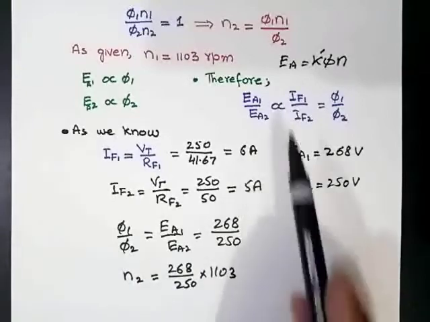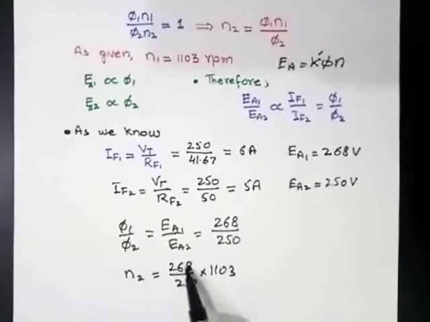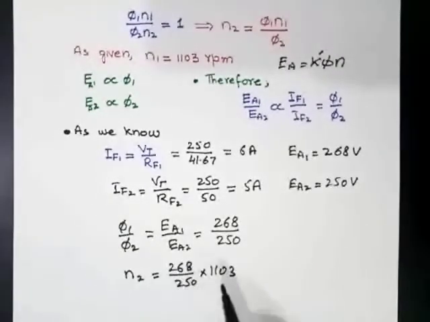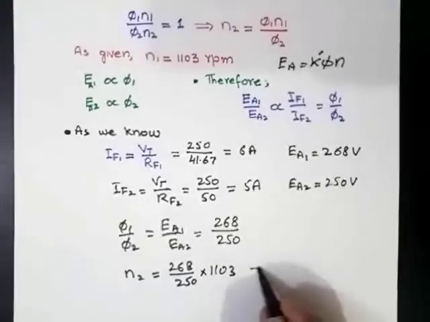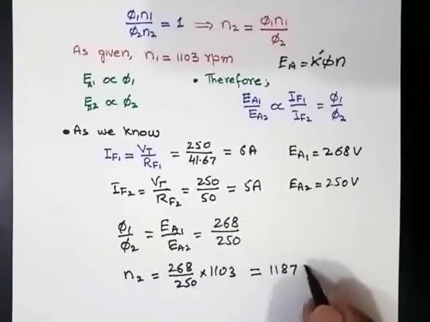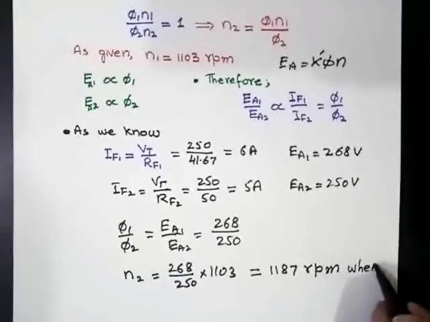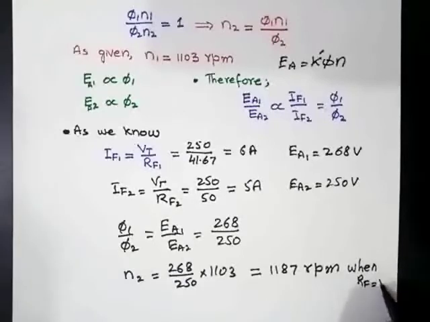The value of flux 1 over flux 2 is equal to 268 over 250. Putting the value of flux 1 and flux 2 in this equation, and the value of N1 given here is 1103 revolution per minute. By solving this equation, we get the value of N2 is equal to 1187 revolution per minute. Now, as you can see in this equation, the new speed of the DC shunt motor is now 1187 revolution per minute when RF is equal to 50 ohm.